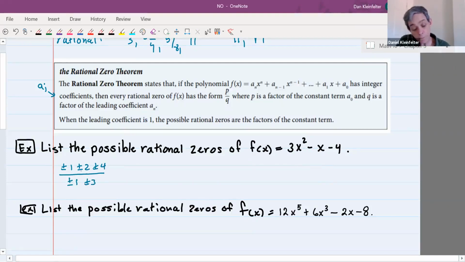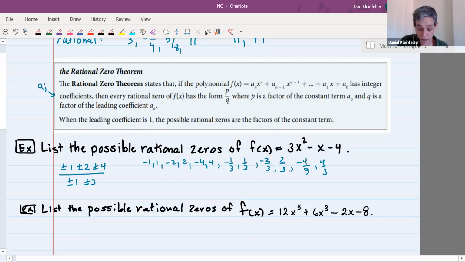So what does that give us? It gives us -1 and 1, -2 and 2, -4 and 4, and then for denominators of 3, -1/3 and 1/3, then -2/3 and 2/3, and then -4/3 and 4/3. If you're wondering, this thing has degree 2, I thought it only had 2 zeros, how can it have all these? It doesn't. This is what the possible rational zeros are.